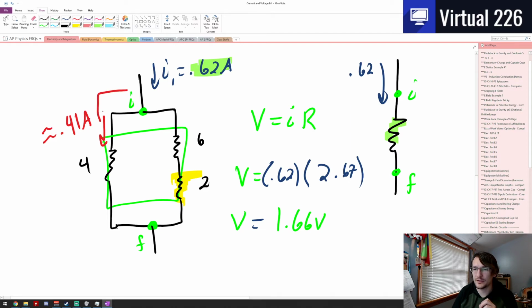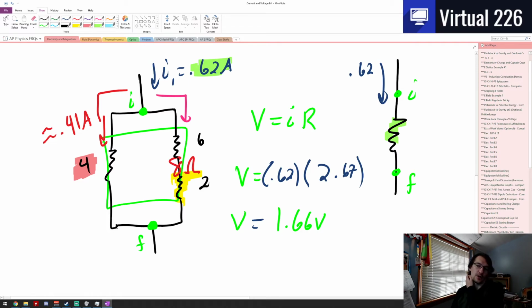And I know that this current needs to break up. Some of the current's coming this way, and some of the current is coming this way. So can I figure out a ratio on where more current is going to go? Well, I can, just by thinking about the amount of resistance. On the left side, I only have 4 ohms of resistance, but on the right, when I combine the 6 and 2 together, I have 8 ohms of resistance on the entirety of the right-hand side.